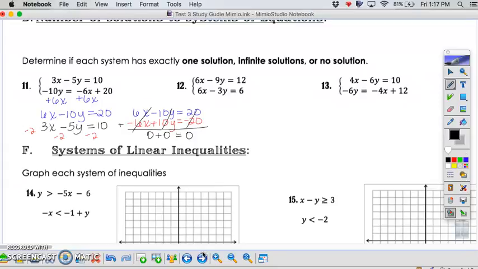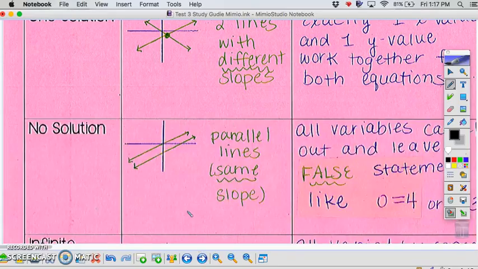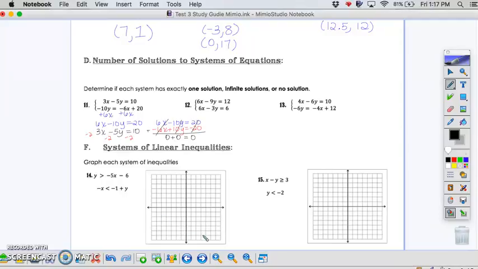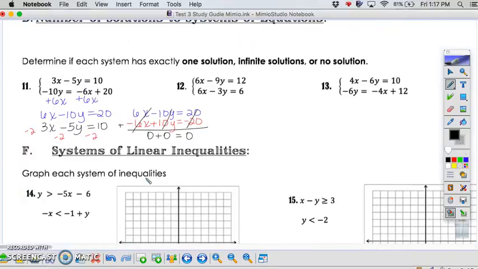So anytime you have both x's and y's cancel out, it will automatically be no solution or infinite solutions if both of them cancel out. And in this case, we are left with a true statement. So this one is infinite solutions.